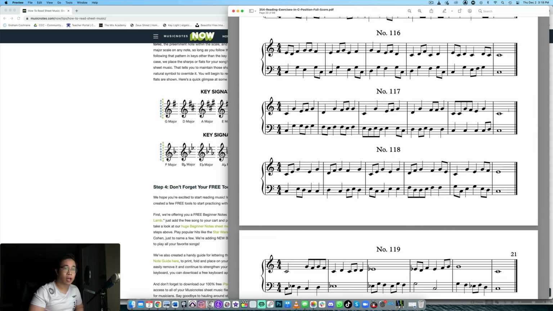However, it helps a lot when it comes to reading music at a more advanced level. But anyway, those are the very basics of music notation.